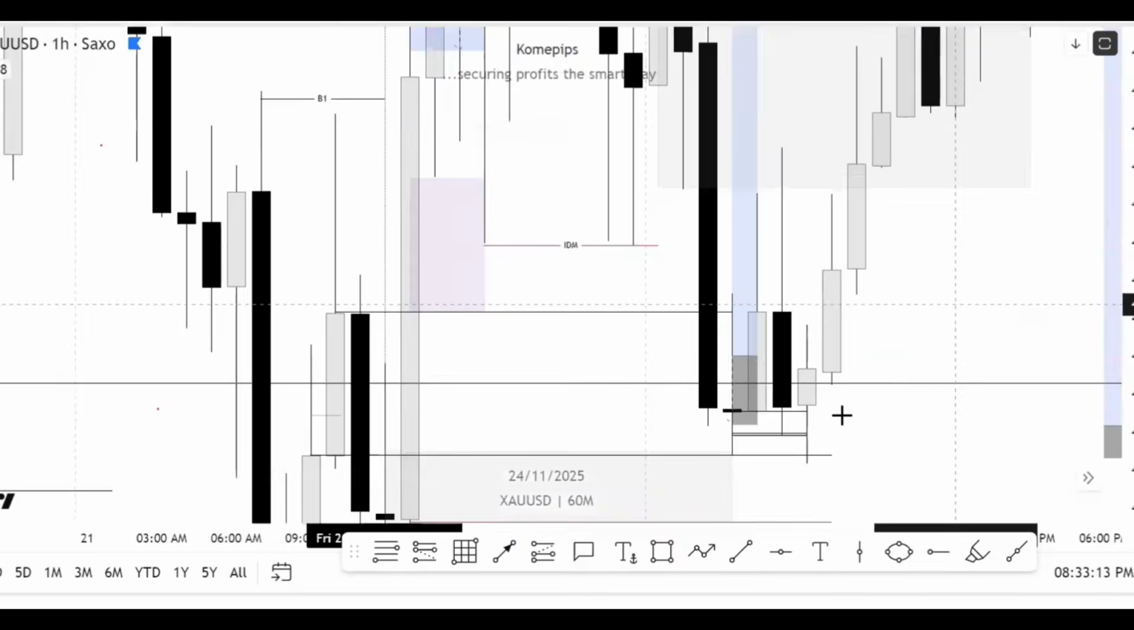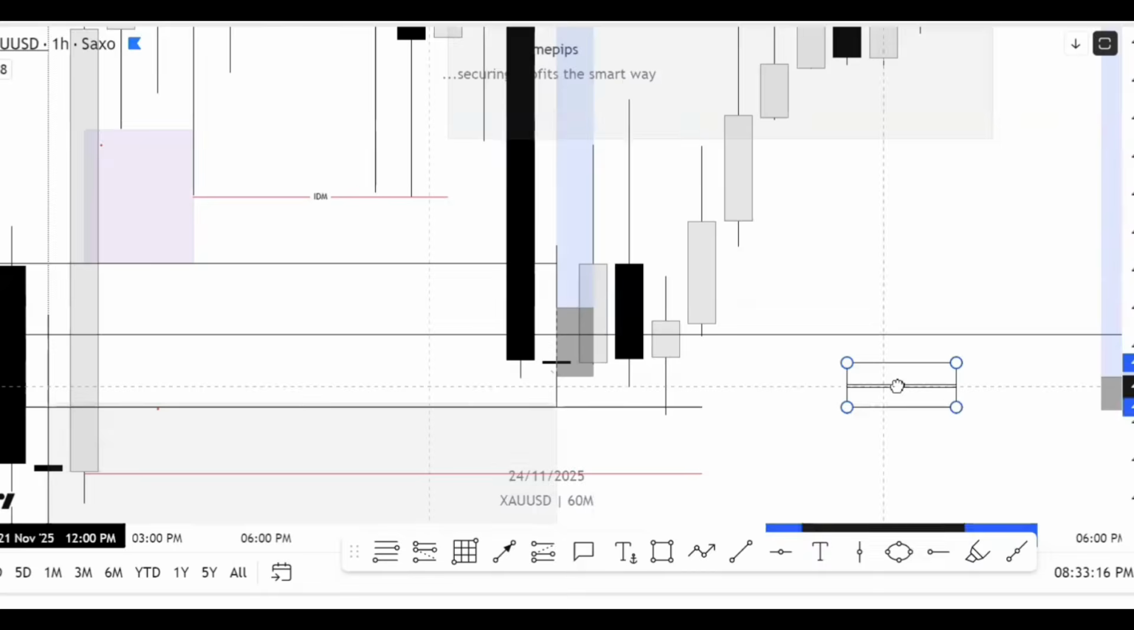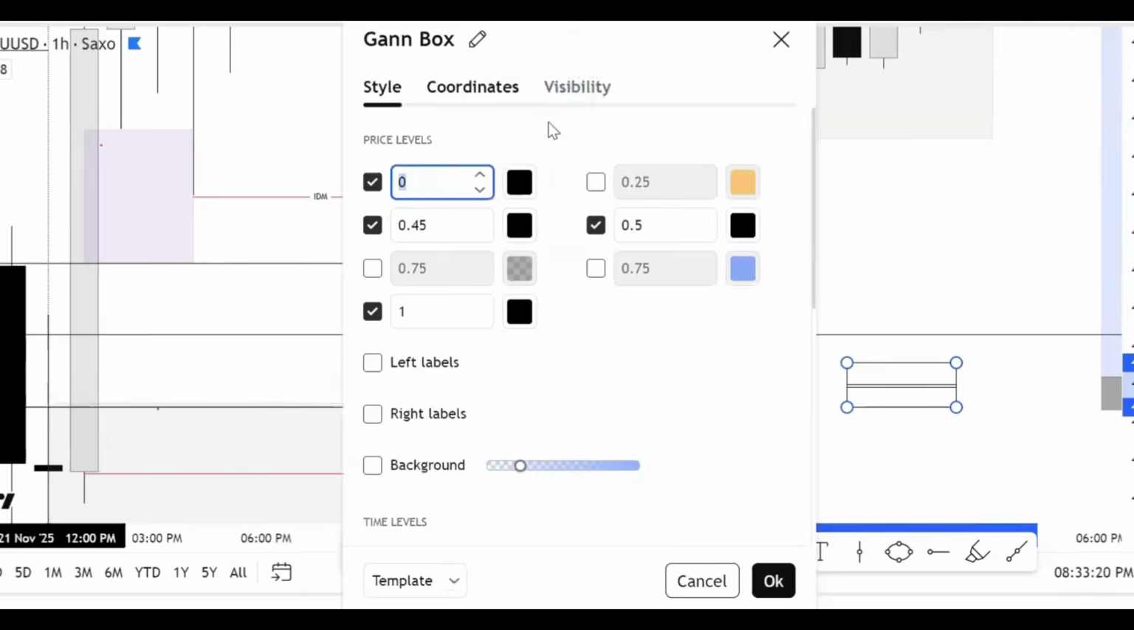Now it's simple. It's a normal box. Are you new to trading? It's a normal box. See it there. See the setting.